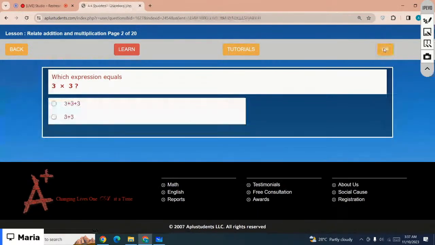Okay, the next one is 3 times 3. So which is the correct option? So the next one is, the correct option is option number one. You can add 3 three times. Got it?